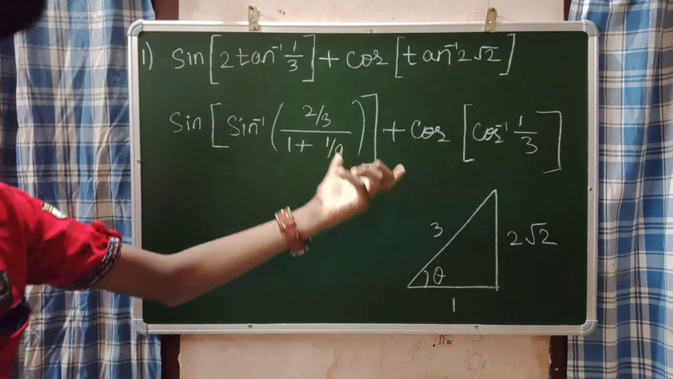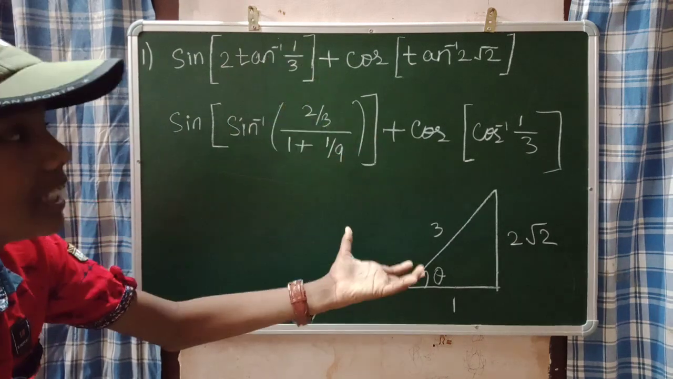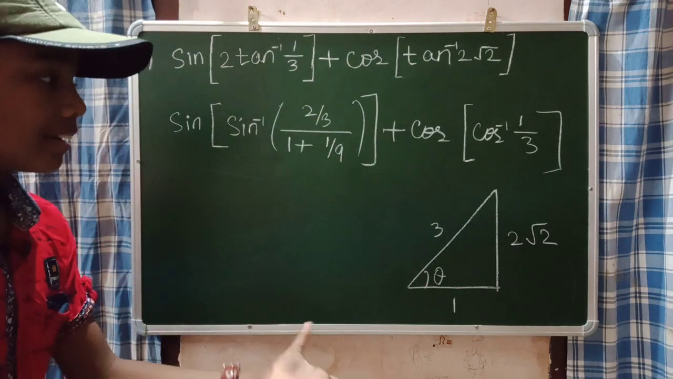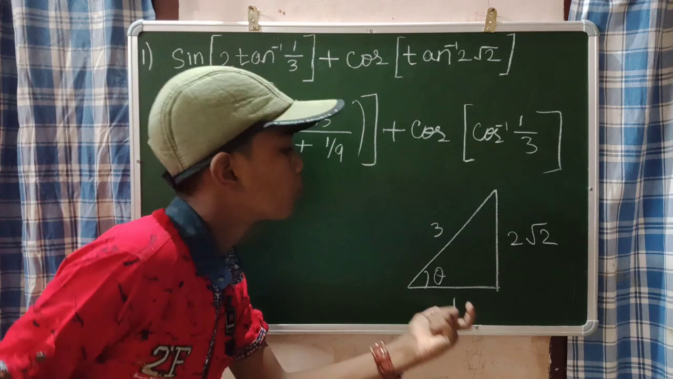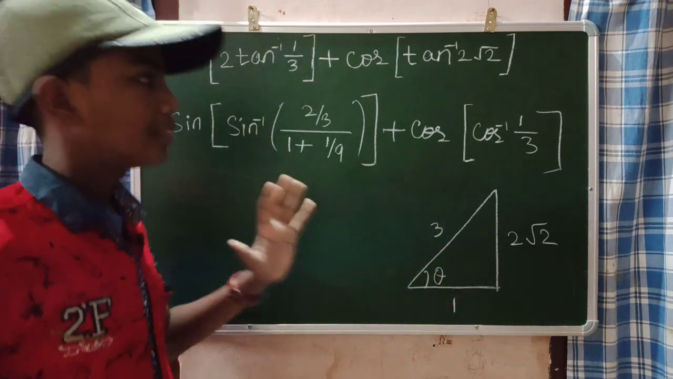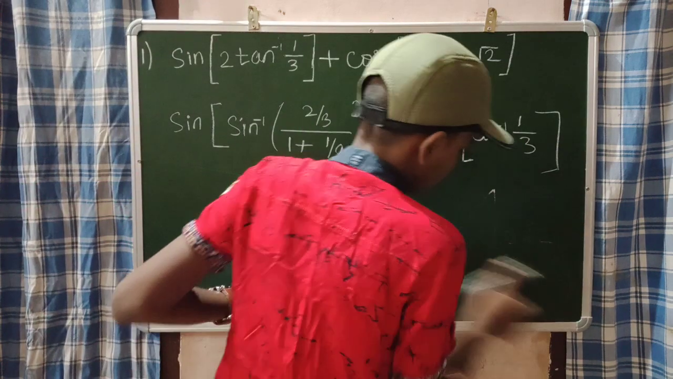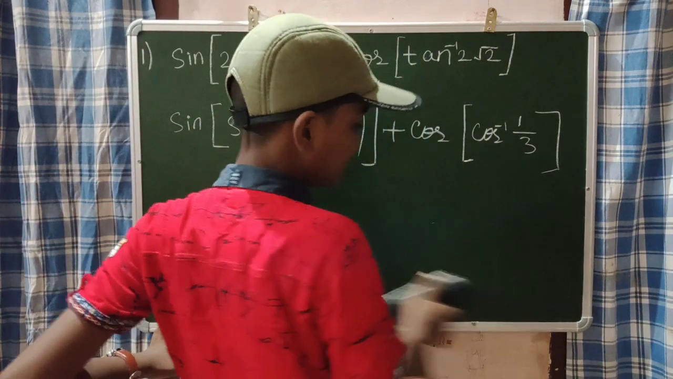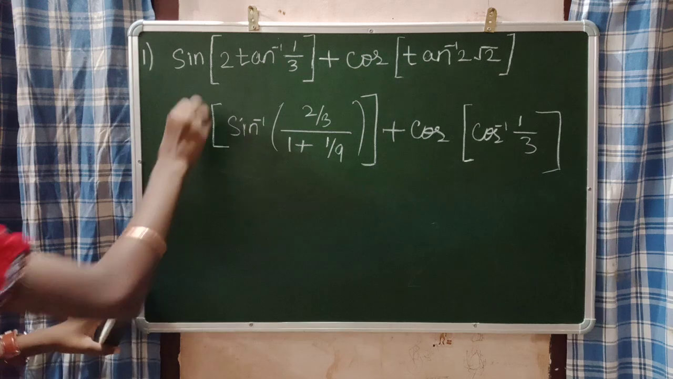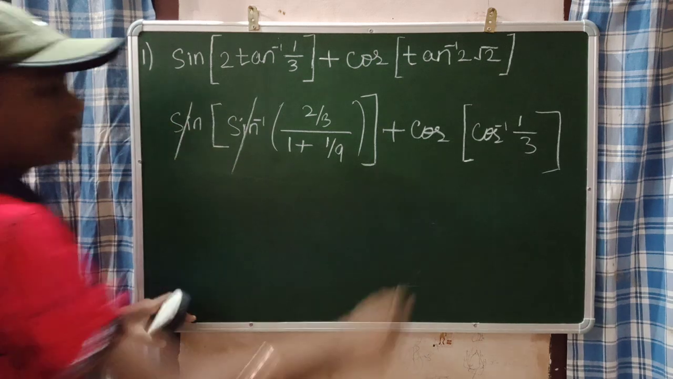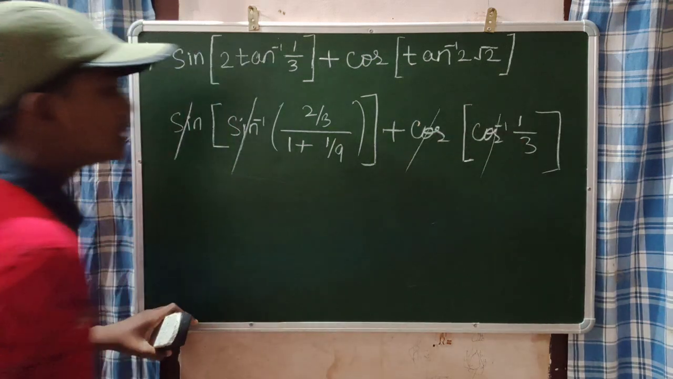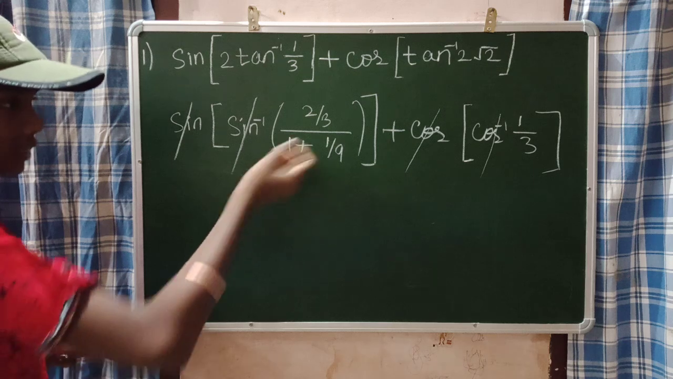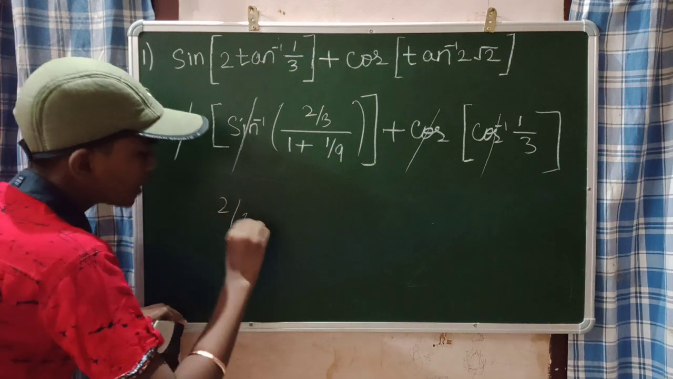Just like convert the tan inverse of 2 root 2 into cos inverse using a triangular method, where the adjacent is 1, hypotenuse is 3. That's all I did. So guys, now it's a very simple work which you guys can do. So cancel this sine inverse, cancel this cos inverse, and what you will be left with is, when you calculate this value, what will you get?